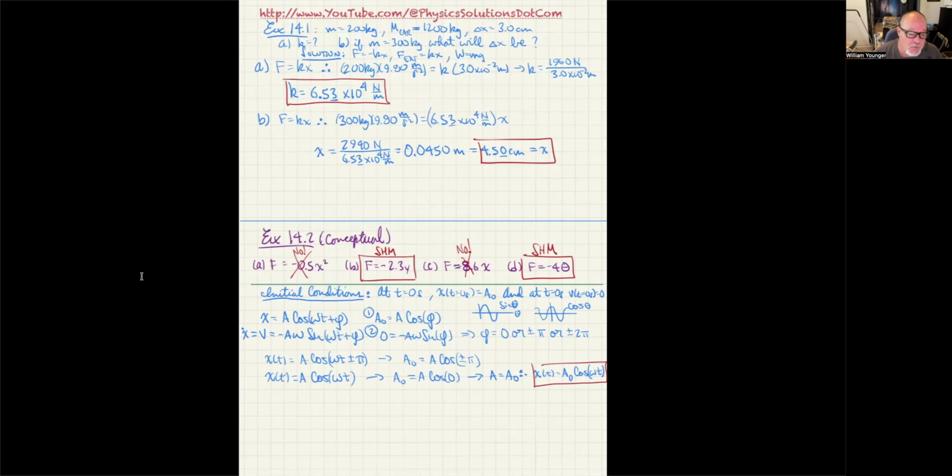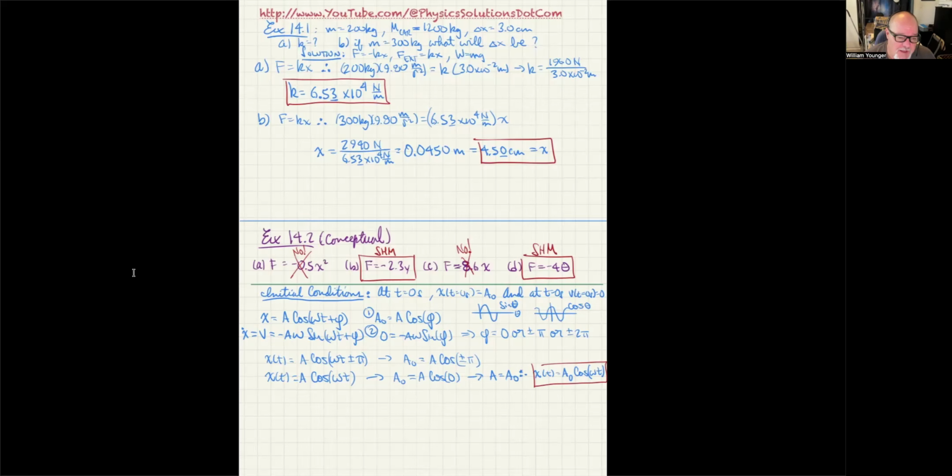Your book does another one. It says, consider another interesting case. At t equals 0, the mass m is at x equals 0 and is struck, giving it an initial velocity towards increasing values of x. Given x equals 0 at t equals 0, we can write x equals a cosine omega t plus phi equals a cosine phi equals 0, which can happen only if phi is equal to plus or minus pi over 2.